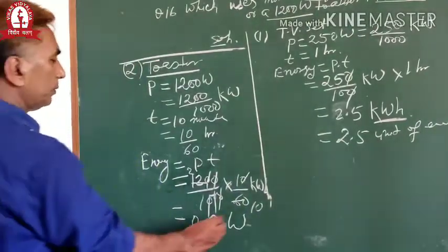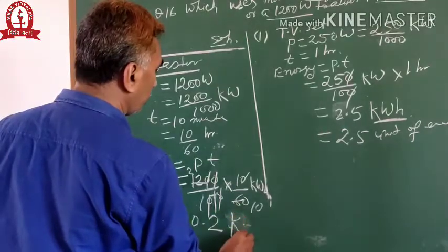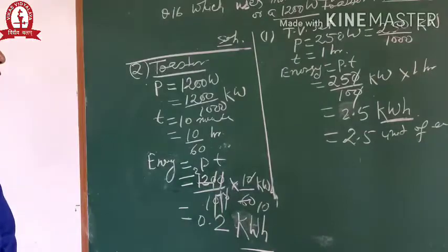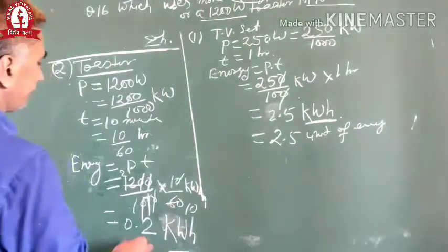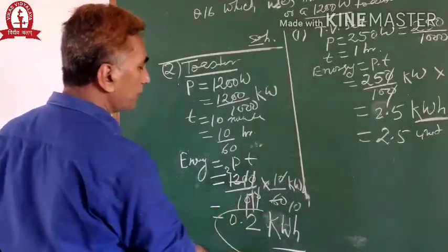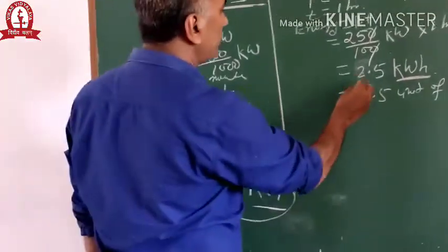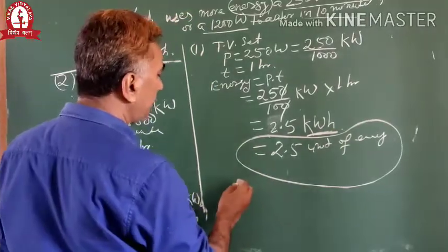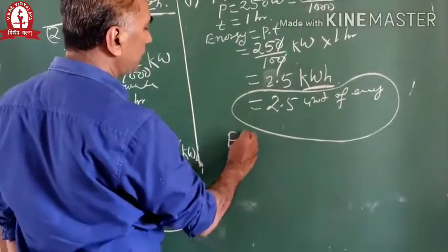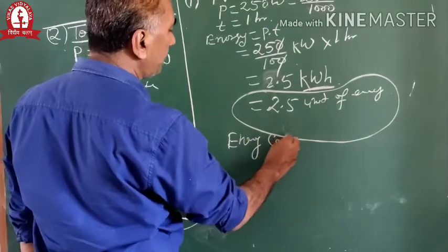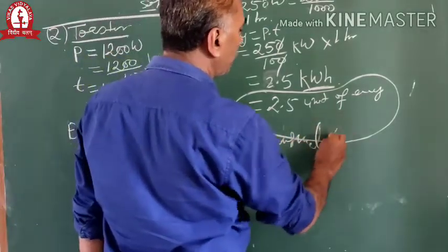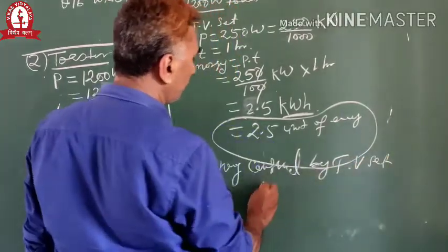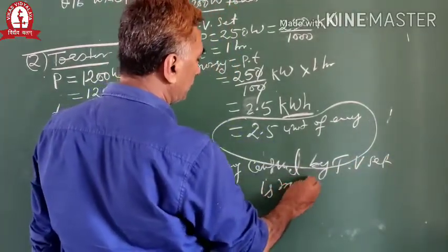Which one is 0.2 watt? No, this is 0.2 kWh. Okay, now see, the energy utilized by the toaster is 0.2 and the energy utilized by the TV set is 2.5. Clearly, it is clear that the energy consumed by the TV set is more. This is your answer.